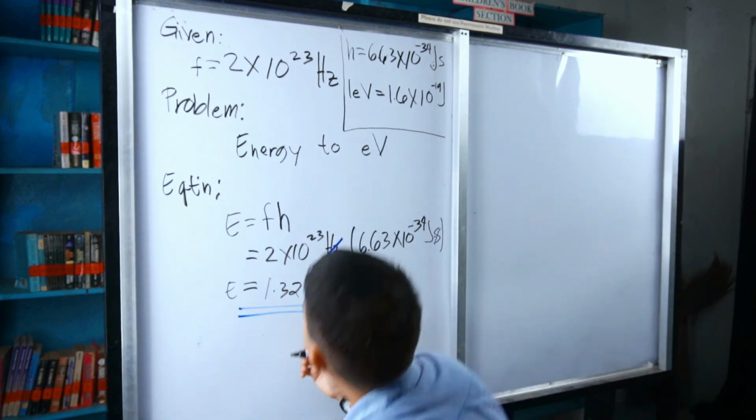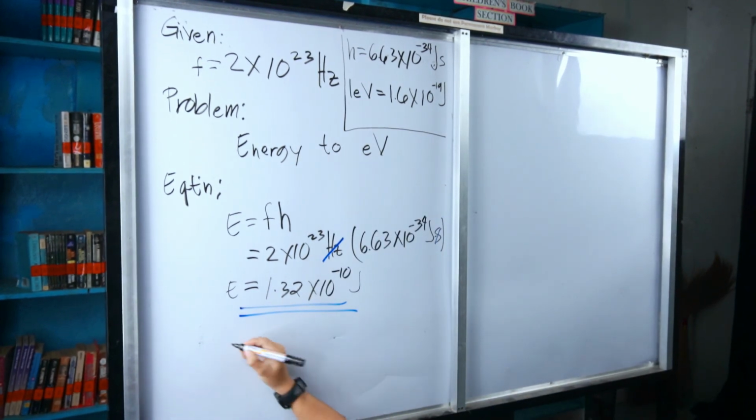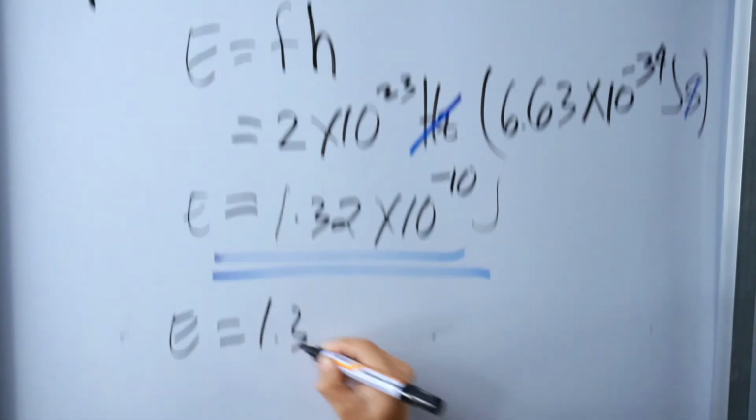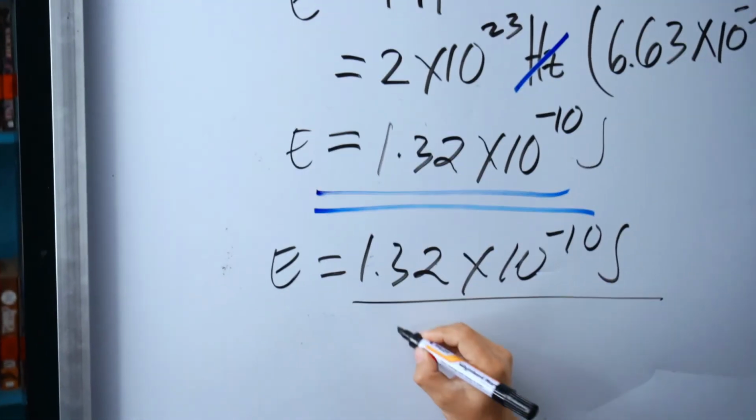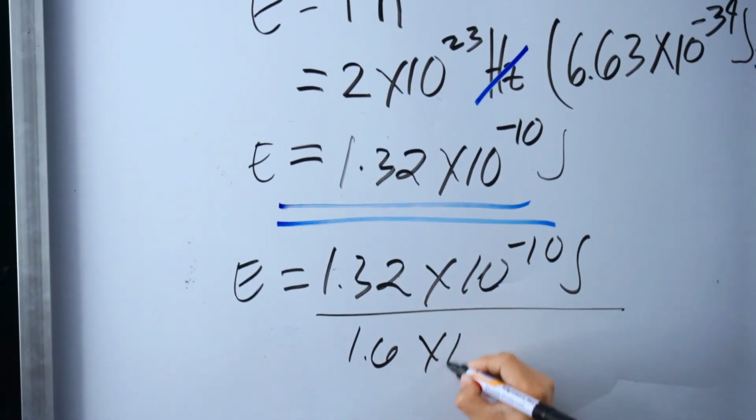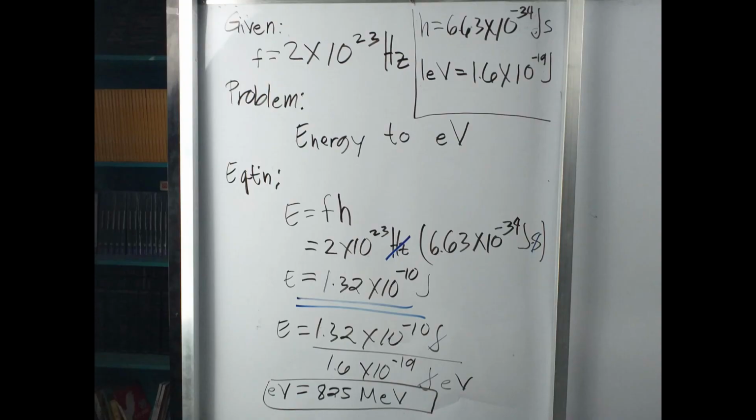Okay, so next is to convert that into electron volt. So 1.32 times 10 to the power of negative 10 joules, divided by 1.6 times 10 to the power of negative 19. So in electron volt, we have 825. This is mega electron volt.